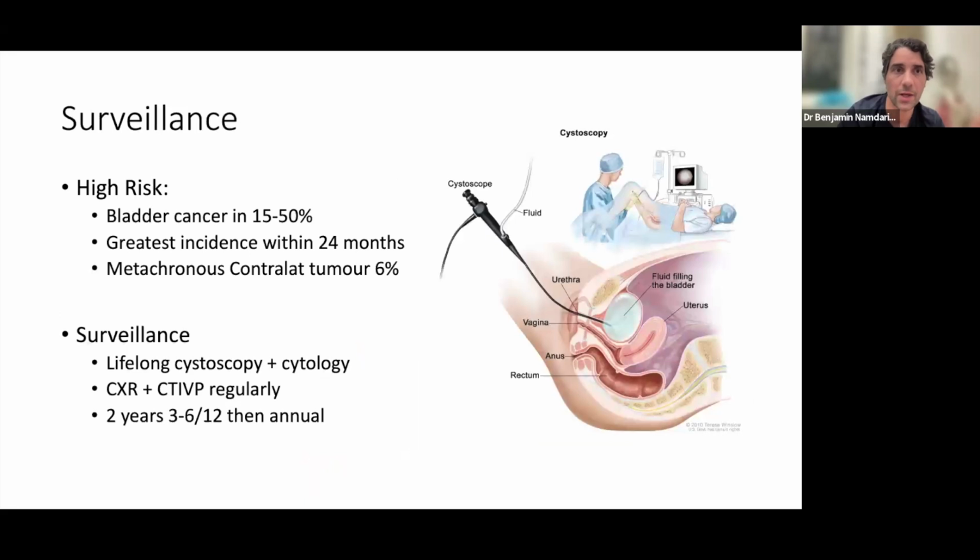These patients need lifelong surveillance because they have risk of recurrence both in the bladder and the other kidney. They need cystoscopy to evaluate the bladder and scans regularly thereafter. So that's sort of a quick whirlwind about TCC of the upper tract from kidney down to the bladder.